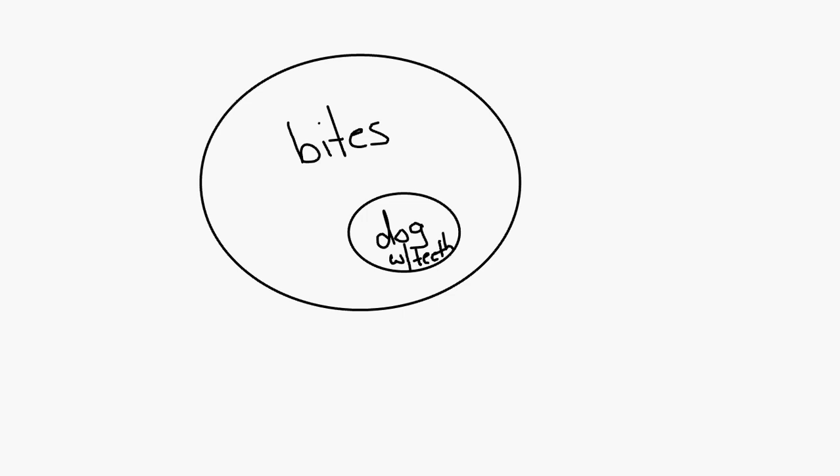Hypothesis is in the little circle. Conclusion is in the big circle. All right. If it's a dog with teeth, then it bites. Truth value is true. Very well done.